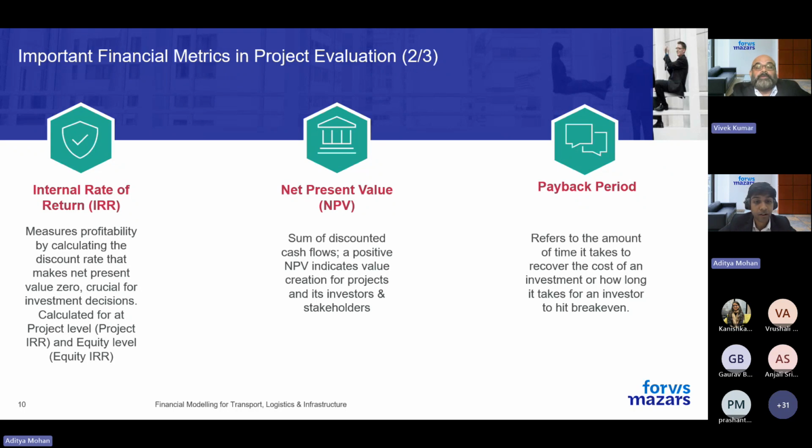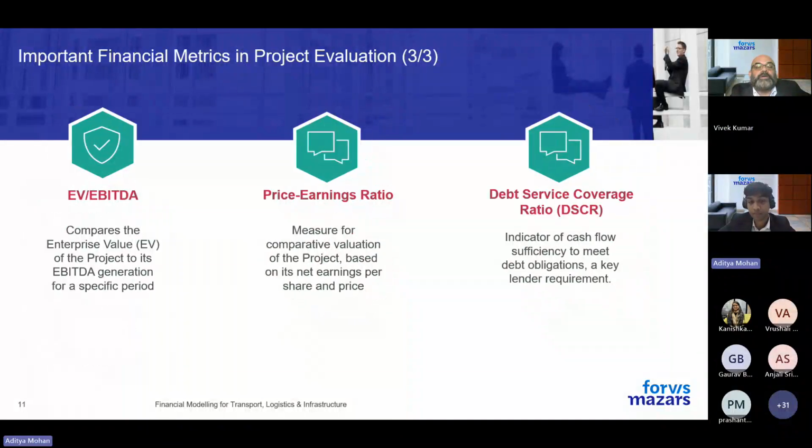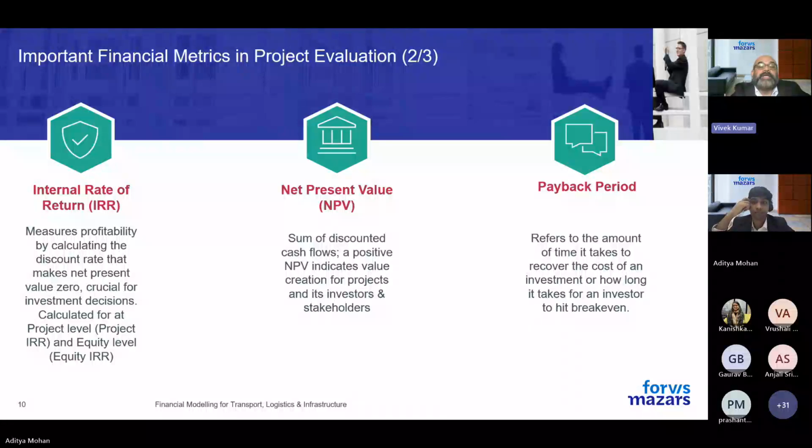Then finally, let's look at it from the perspective... I think if we can go to the last slide. So let me give you some benchmarks on what these numbers typically are.